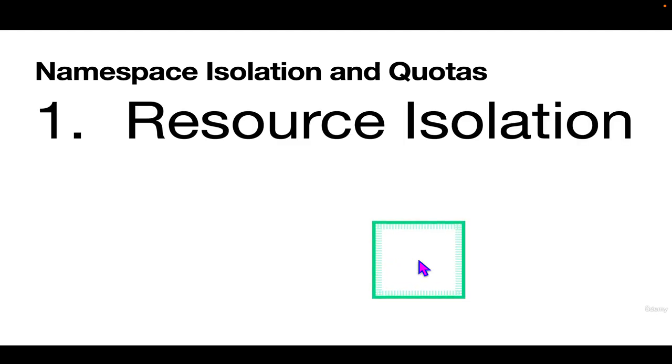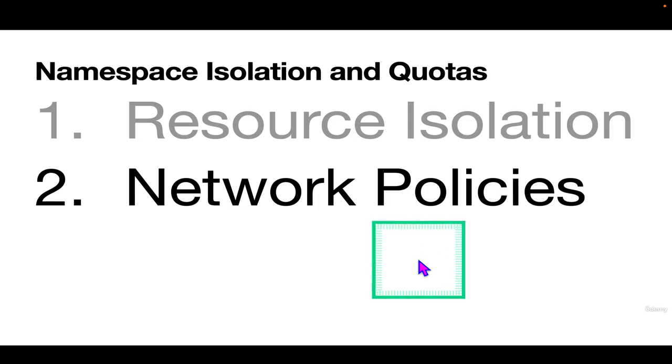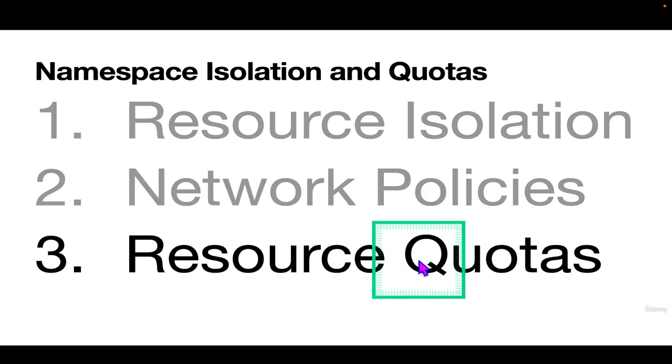Namespace isolation and quotas. Resource isolation: namespaces provide logical separation between resources, enabling better organization and isolation of cluster resources. Network policies: use Kubernetes network policies to ensure network segmentation between namespaces, ensuring isolation and security between tenants. Resource quotas: apply resource quotas to namespaces to limit resource consumption such as CPU, memory, storage, etc., and to prevent overuse of shared cluster resources.